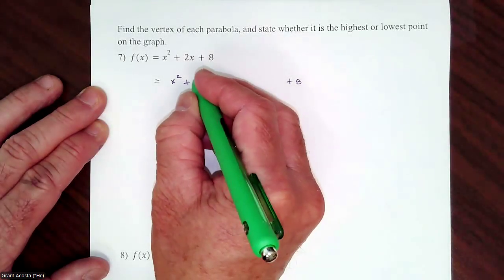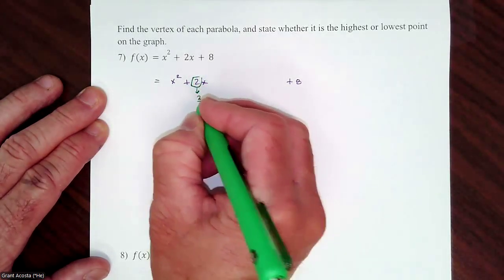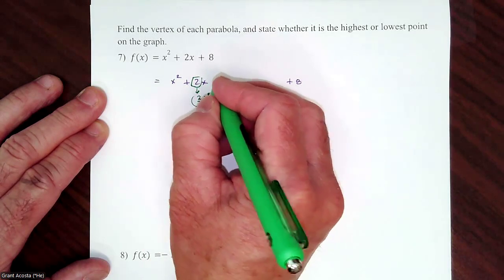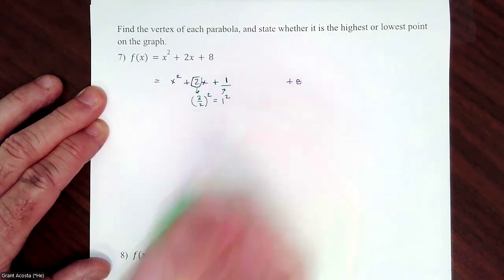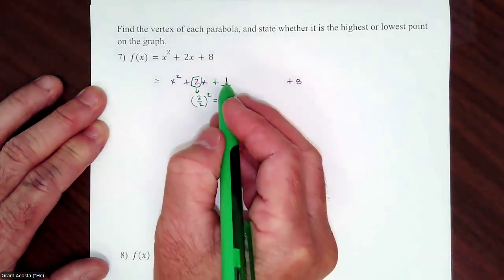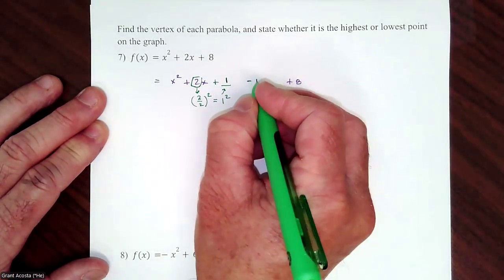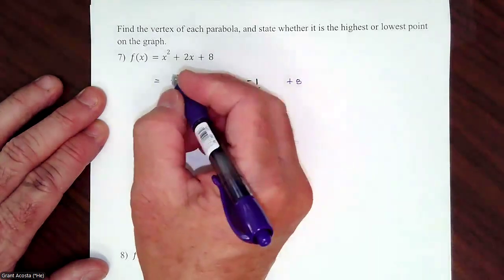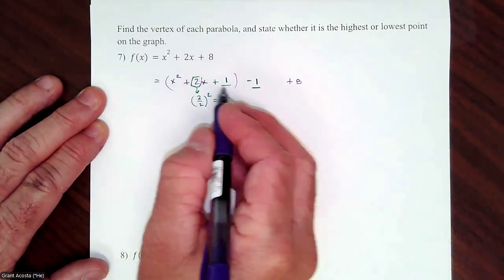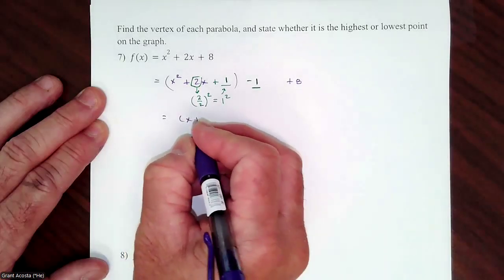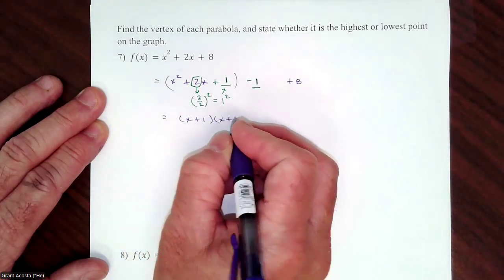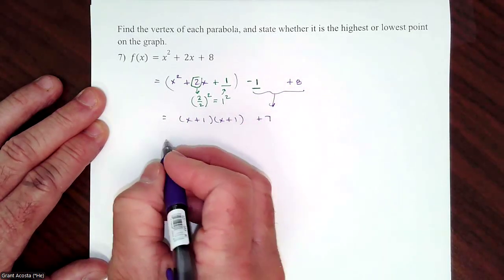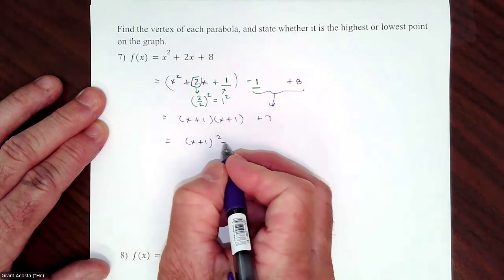Then you always take half of this number, divide it by 2, and square it, and that gives me just 1 squared, which is 1. So I'm going to add 1. But because I added 1, to make sure I'm not changing the problem, I'm going to immediately subtract 1. Then you separate these three right here. How does that factor? It factors into x plus 1 times x plus 1. These two together give me negative 1 plus 8, which is plus 7. And this becomes x plus 1 squared plus 7.